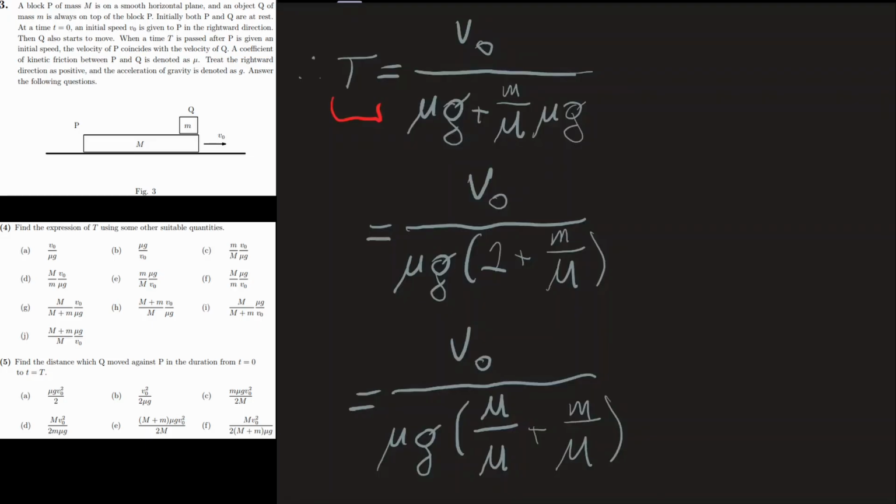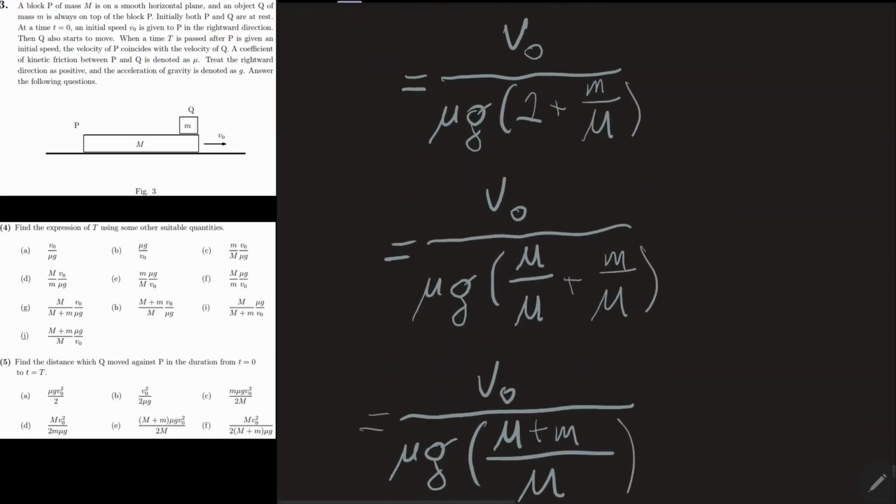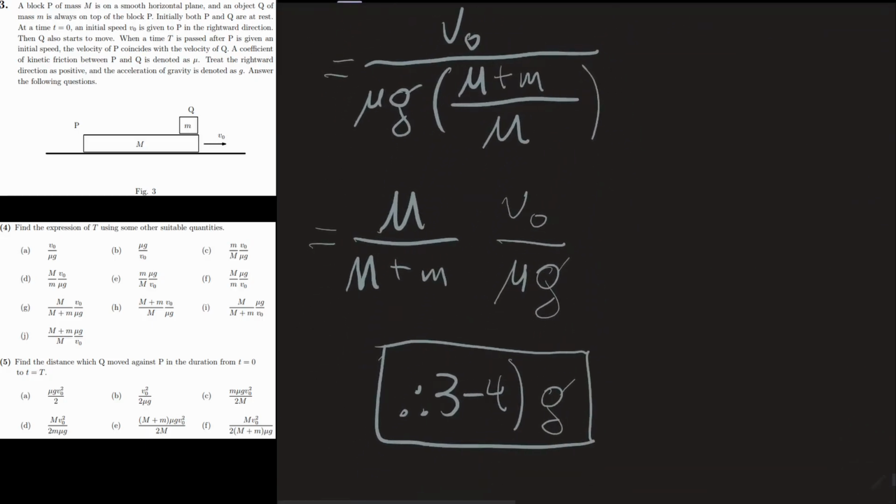And sorry, unfortunately, they give us small m and big M, and those two symbols look very similar when I write them by hand. Fortunately, not much I can do there. But eventually, you find that the expression for big T is big M divided by big M plus small m times v sub 0 divided by mu g. And that matches option G.